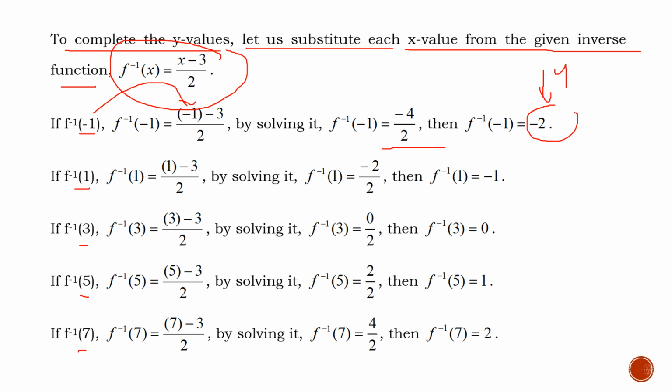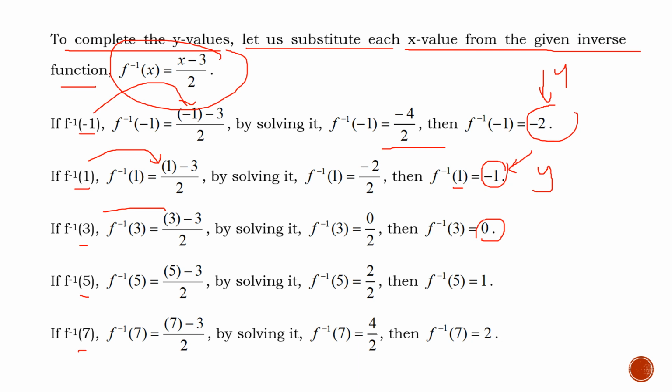If x is negative 1, then your y is equal to negative 2. If we substitute positive 1 to your x variable in your given inverse function, that will be 1 minus 3 over 2, or negative 2 over 2, or simply equal to negative 1. So if x is 1, then your y now in your inverse function is negative 1. Same thing with your number 3. If x is 3 in your inverse function, then if we substitute this one, that will be 0 over 2, then your inverse function with respect to 3 is equal to 0. Therefore, if x in your inverse function is equal to 3, then your y is equal to 0.